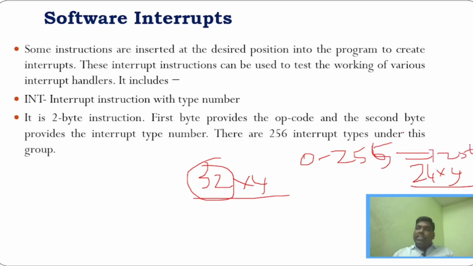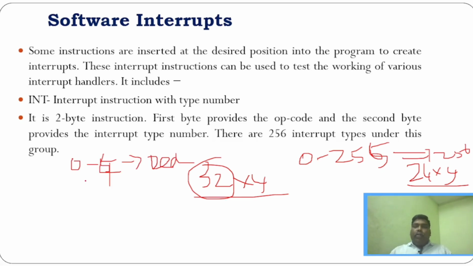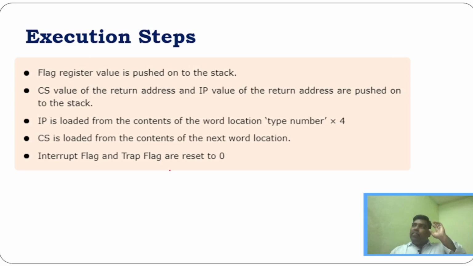In this 256, we have already seen how it has been separated. It is separated into three categories. 0 to 4 are dedicated interrupts, 5 to 31 are reserved interrupts, and from 32 to 255 they are user defined interrupts. And for all those interrupts, the steps are the same.